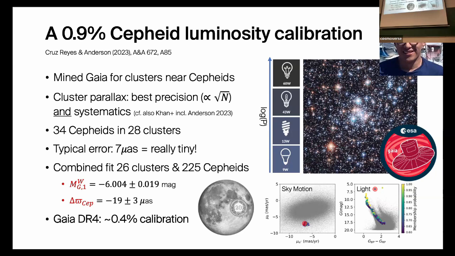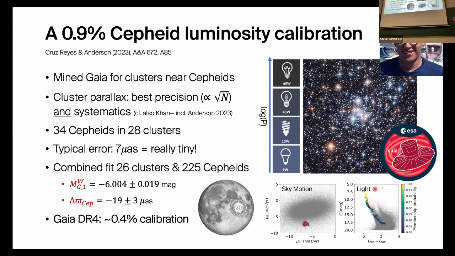So with this analysis, we found about 34 of these. And a typical error in these average cluster parallaxes was 7 microarcseconds. It's always a good idea to give a sense of scale of what that means, and it's about the size of a small coin on the surface of the moon observed from Earth. So this is the accuracy of these parallaxes that we're measuring. If we plug in these 26 clusters together with 225 field Cepheids, we got about a 0.9% calibration of the luminosity scale of Cepheids, as well as the 6 sigma detection of the residual parallax offset.